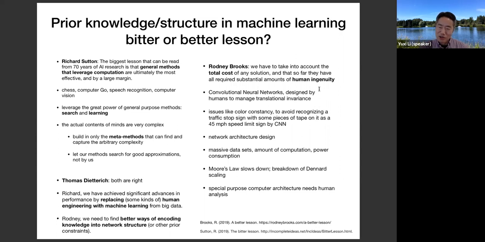So we still need lots of human ingenuity to design the AI system, and the computation may not go as fast as earlier, so it may slow down. But maybe both of them are correct. They are from different angles and different stages of the AI system. Yes, maybe for problems like Go or those kinds of games, we can use a general method.